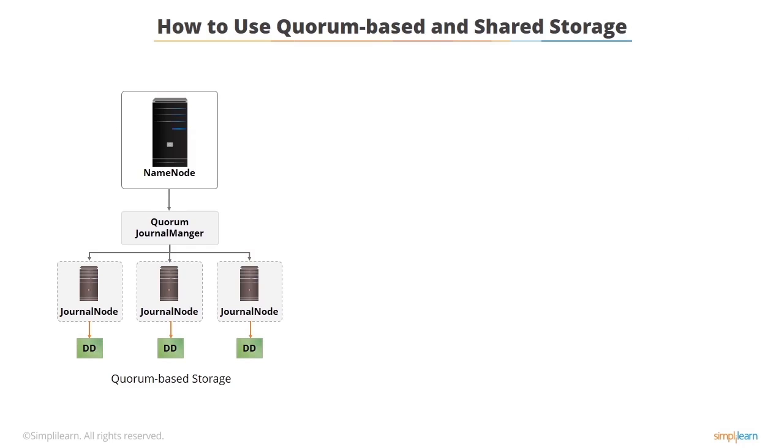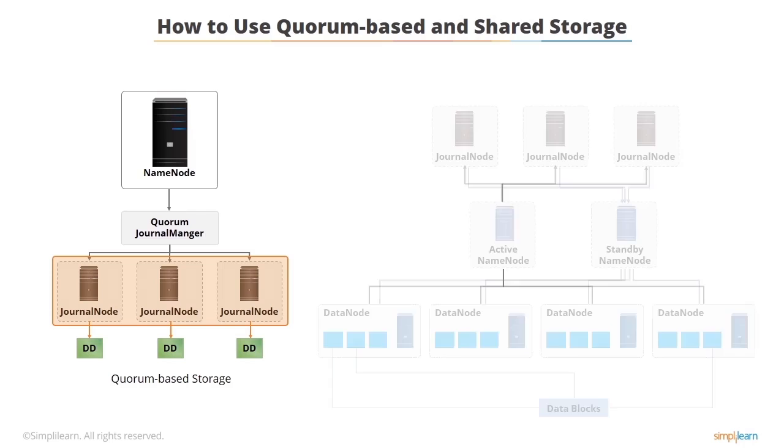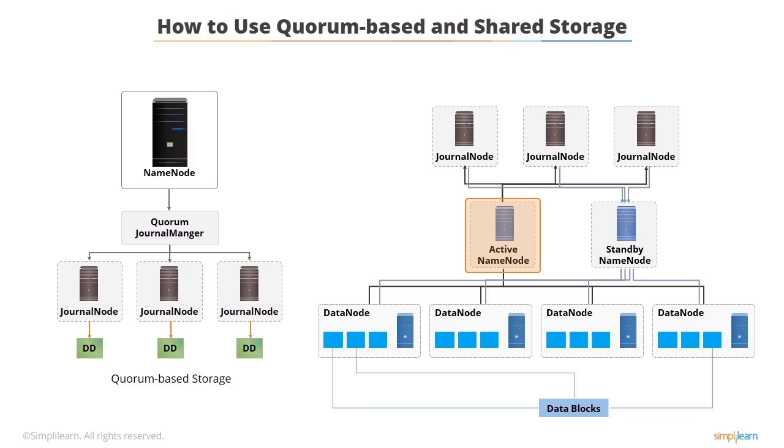Quorum-based storage refers to the HA implementation that uses Quorum Journal Manager, or QJM. During this implementation, the standby node keeps its state synchronized with the active node through a group of separate daemons called journal nodes. Daemons are long-running processes that typically start up with the system and listen for requests from the client processes. Each daemon runs in its own Java Virtual Machine, JVM. When any namespace modification is performed by the active node, it durably logs a record of the modification to a majority of the journal nodes.